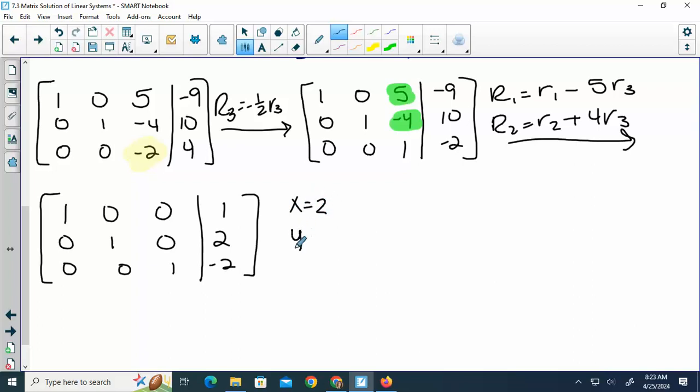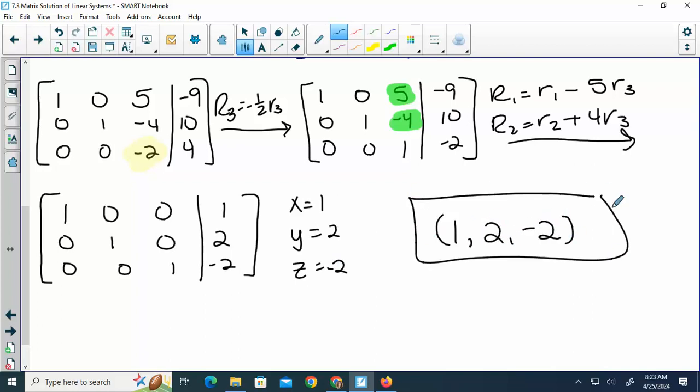X is 1, Y is 2, Z is -2. And how can you check these if you need to? Plug them into the original, not just one equation. You would really need to check all of them.